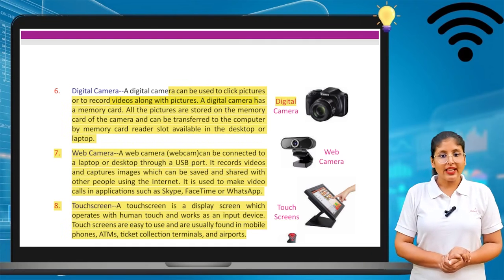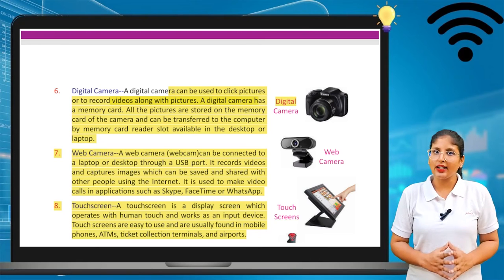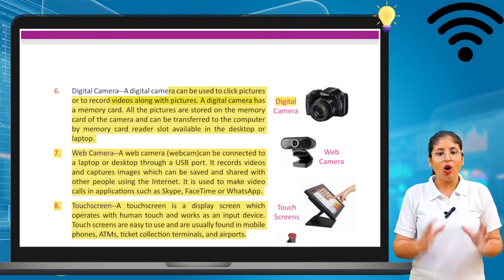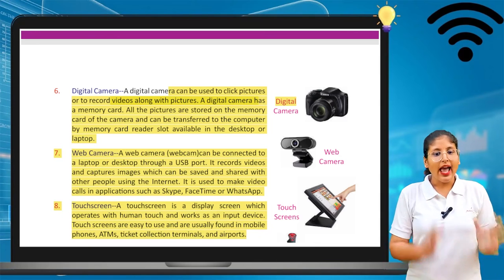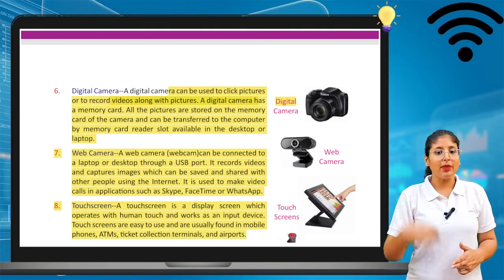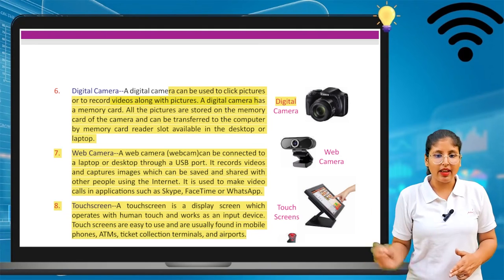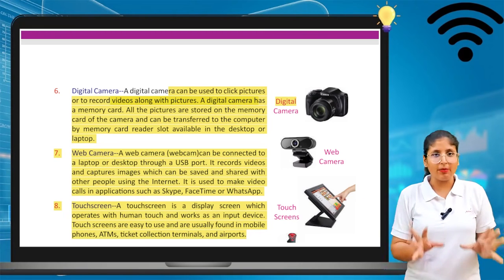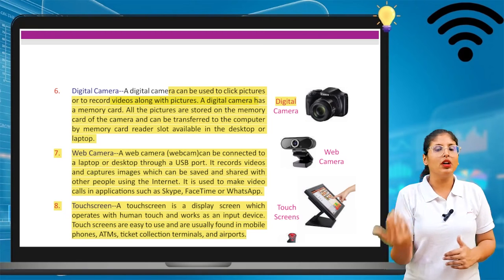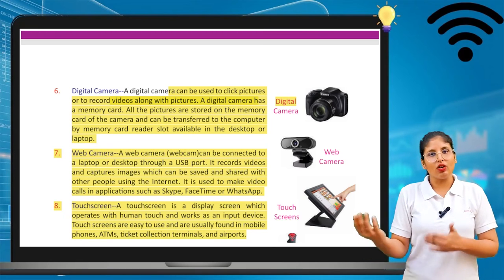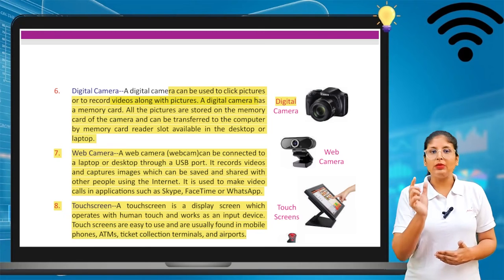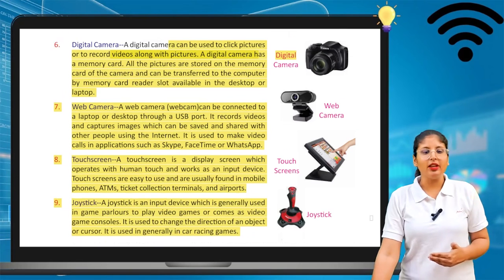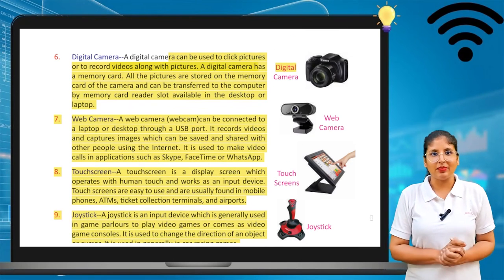A digital camera has a memory card in it. All the pictures are stored on the memory card in the camera and can be transferred to the computer by the memory card reader slot available in the desktop or laptop. So whatever picture you click with your digital camera, you can transfer it to your computer with the help of that memory card. We can click very beautiful pictures with the help of digital cameras.